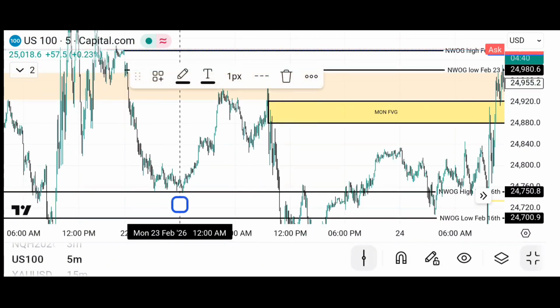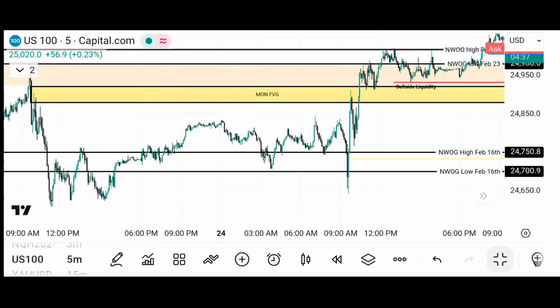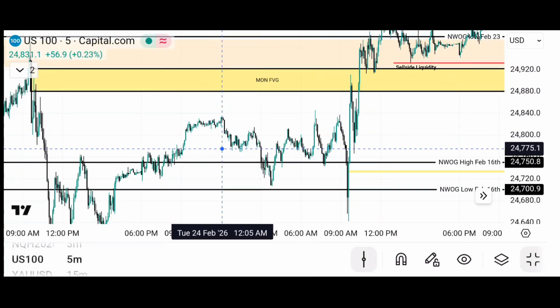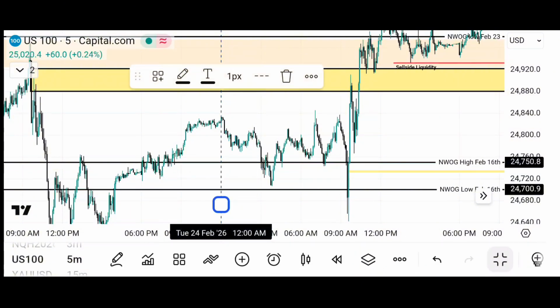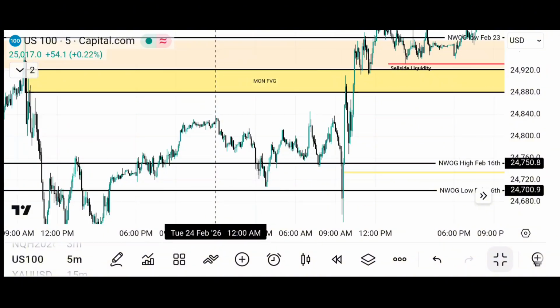Now going to 24th. So 24th was a bullish candle, and this is why you need to know the bias. Knowing the bias for the day or for the week, where price is likely to draw to, is actually very helpful. It's going to make trading easier and smoother for you.